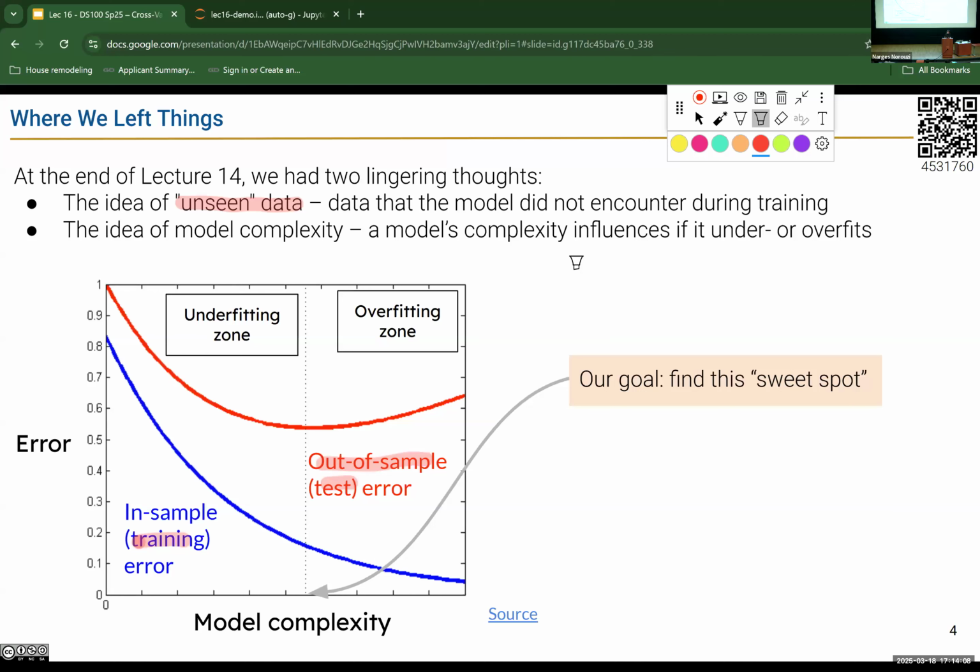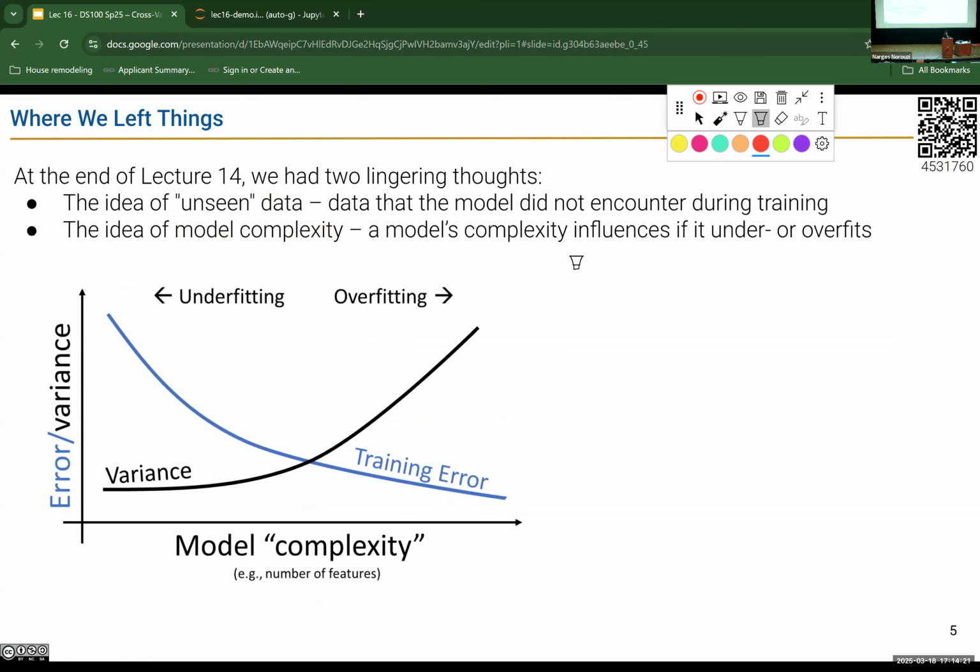But then also the second question is the idea of model complexity and actually limiting the ability of the model to keep making the model more complex so that it overfits to the training data. So this is going to be the version of the same plot that you had seen previously that I'm going to use in today's lecture.